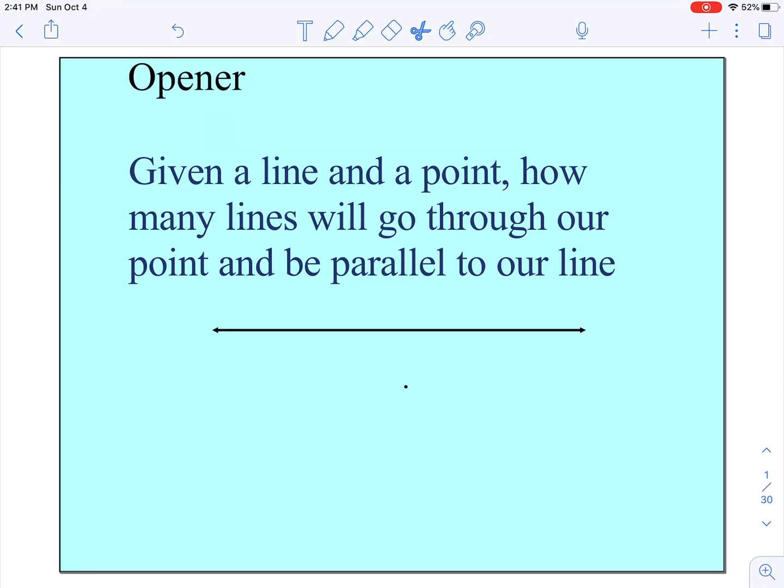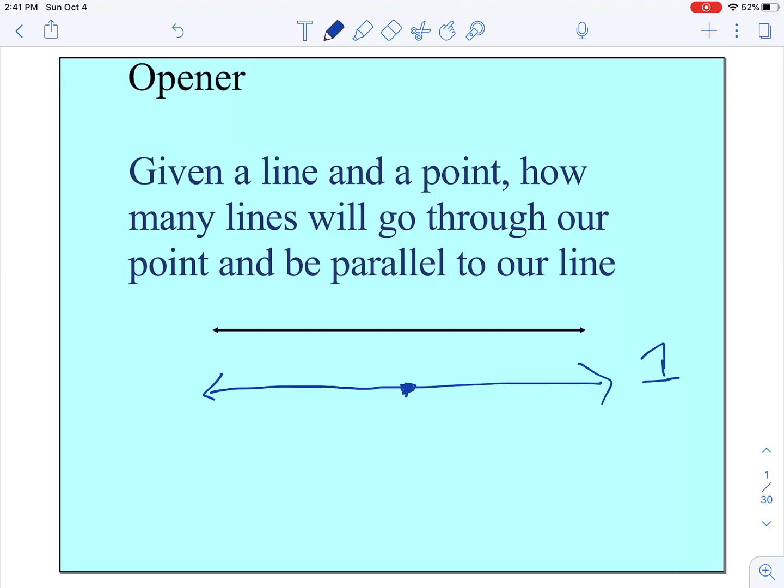Well, if my line is going horizontal, the only way for me to draw that line is to draw another horizontal line. So essentially what I want to know is how many lines are going to go through this point right here that could be a horizontal line. And my answer is only one. There's only one line that can do that.